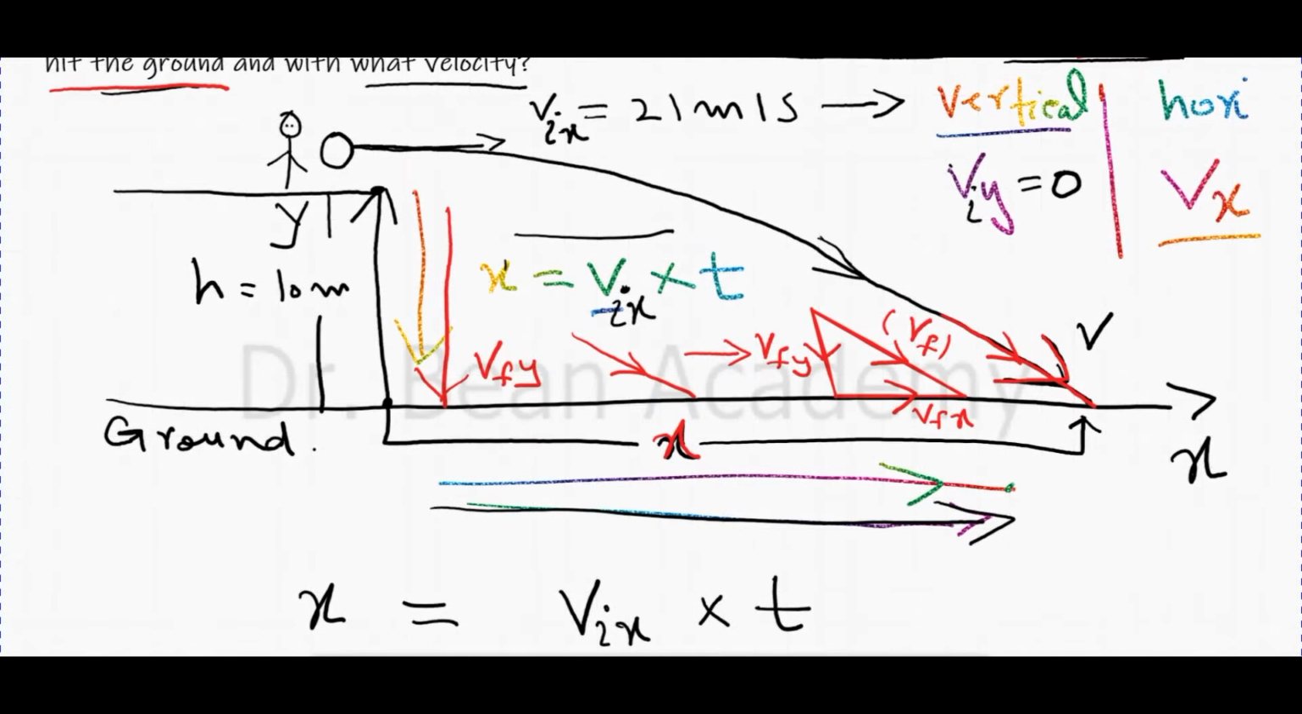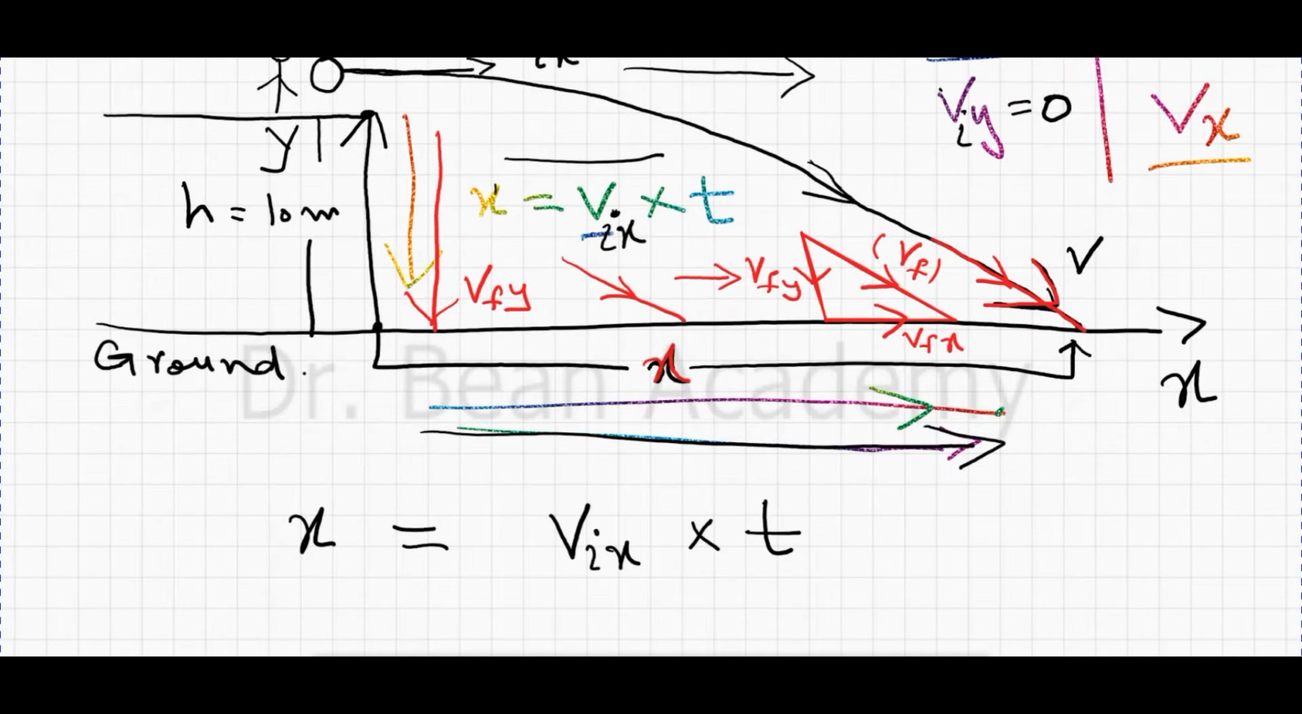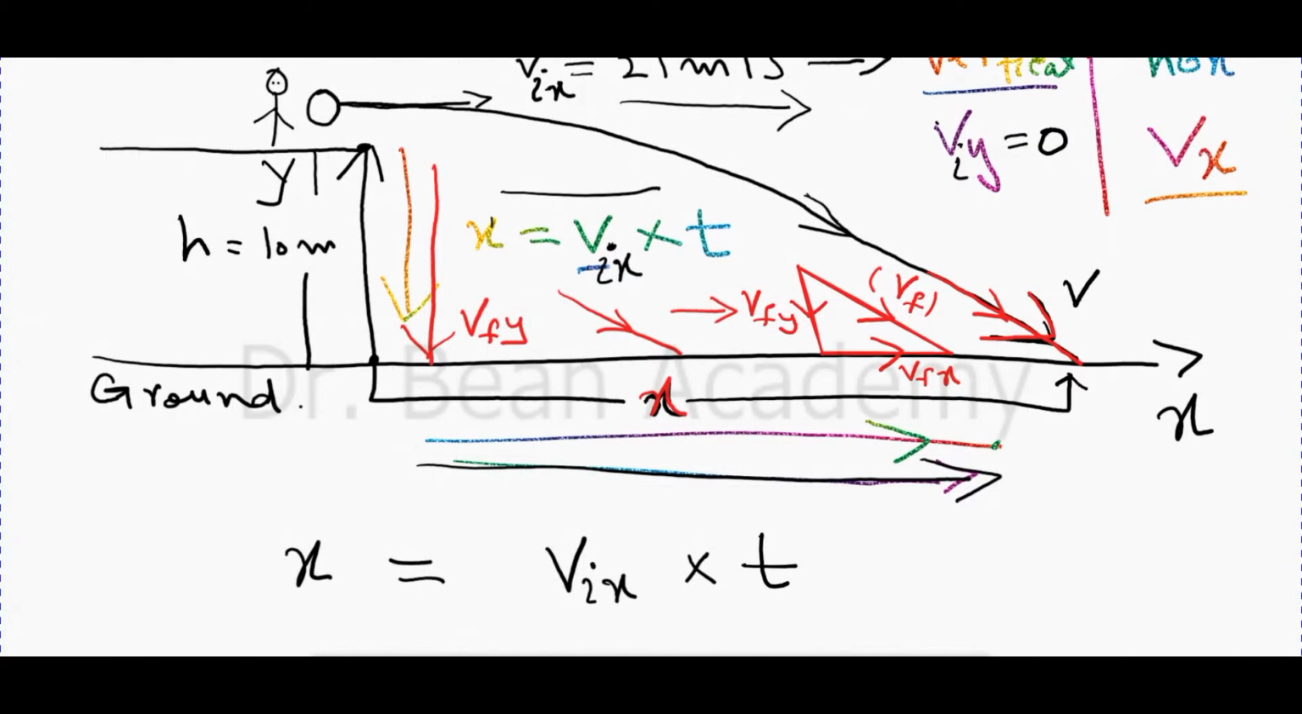It's easy, right? Because the initial velocity with which the ball was thrown is purely horizontal velocity. It's Vix, so we know the velocity, but we don't know the time t. What should we do to find the time t? Because without time t, we can't find the horizontal displacement x.